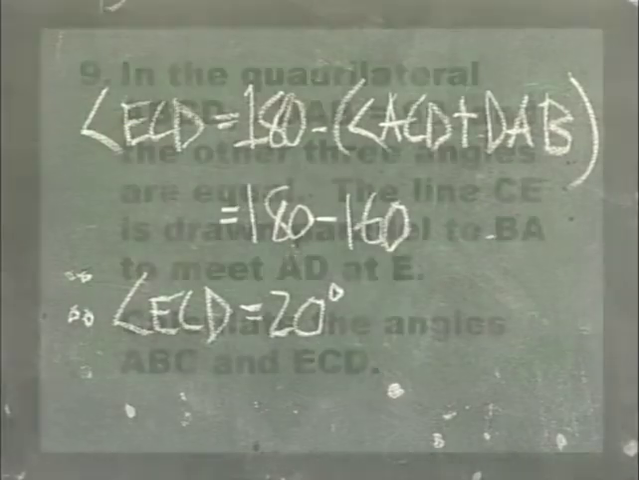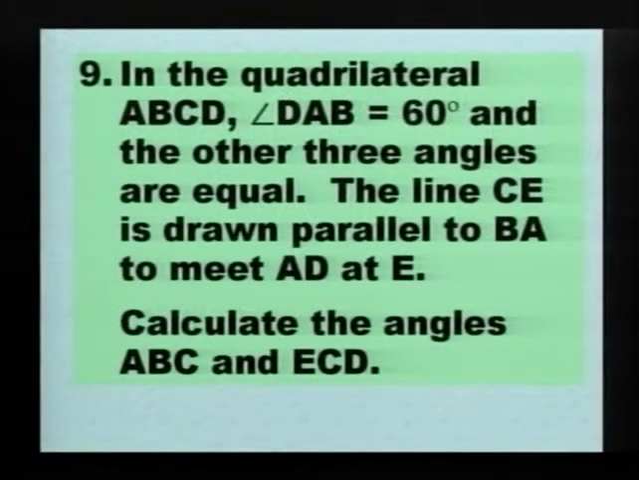Question 9 reads: in the quadrilateral ABCD, angle DAB equals 60 degrees and the other three angles are equal. The line CE is drawn parallel to BA to meet AD at E. Calculate the angles ABC and ECD.